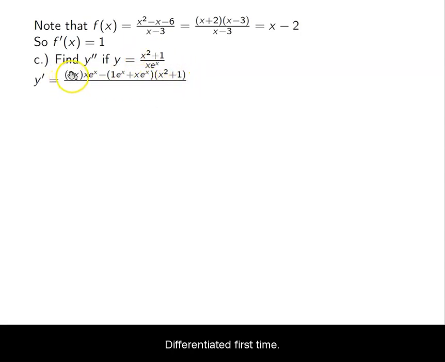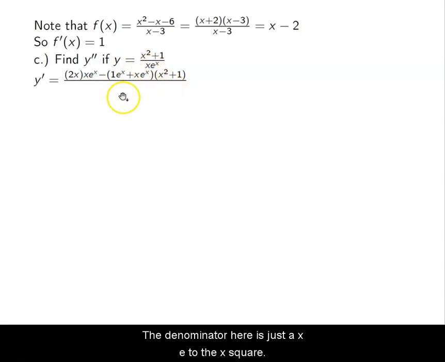Okay, so I differentiated the first term, x squared plus 1. I multiply that times the bottom term, left alone. I'm going to subtract from that my first term being left alone times my bottom function being differentiated. The denominator here is just x e to the x, squared.